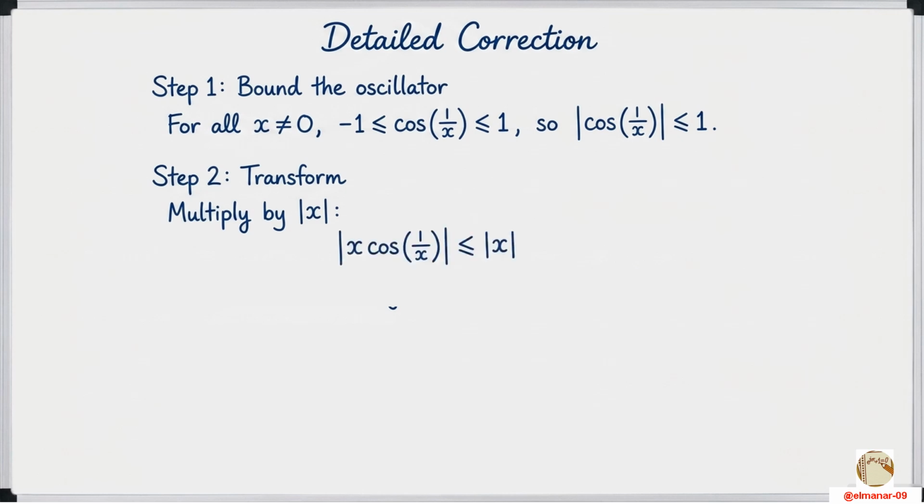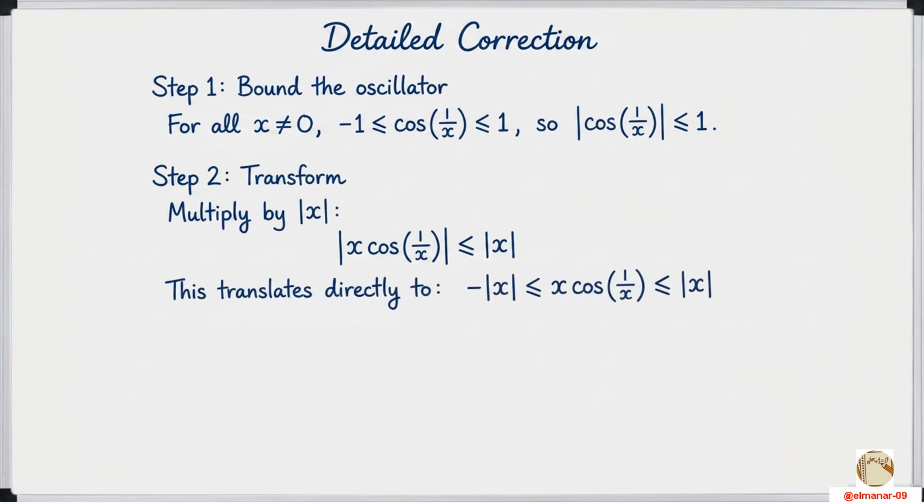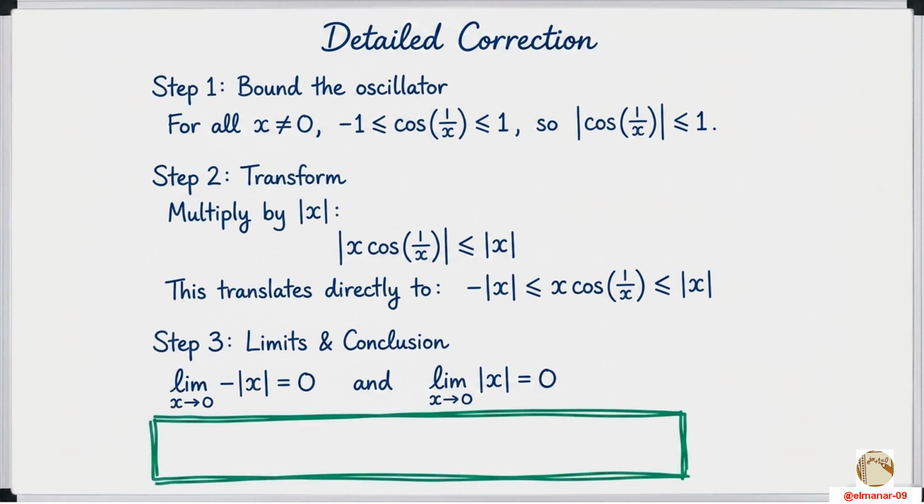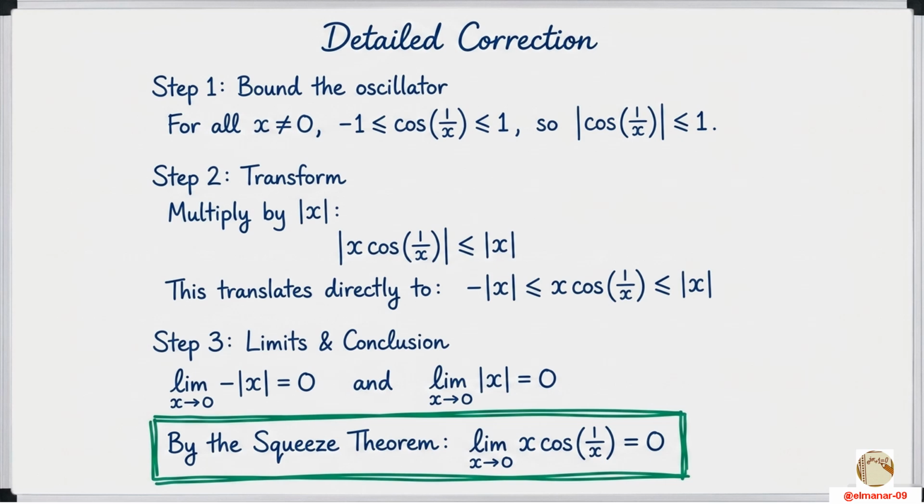This gives us absolute value of x cosine of 1 over x is less than or equal to absolute value of x, which translates to the frame negative absolute value of x is less than or equal to x cosine of 1 over x is less than or equal to absolute value of x. Step 3, now we look at the limits. Both negative absolute value of x and absolute value of x approach 0 as x goes to 0. Conclusion, by the squeeze theorem, the limit of x cosine of 1 over x as x approaches 0 is exactly 0. You did it! You've mastered the art of taming wild functions.